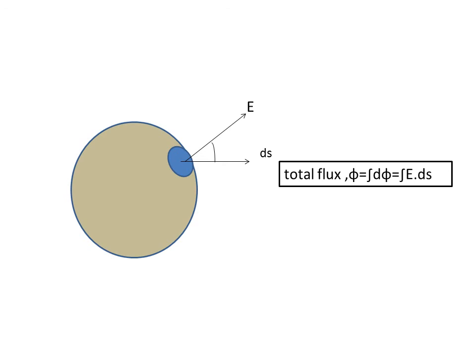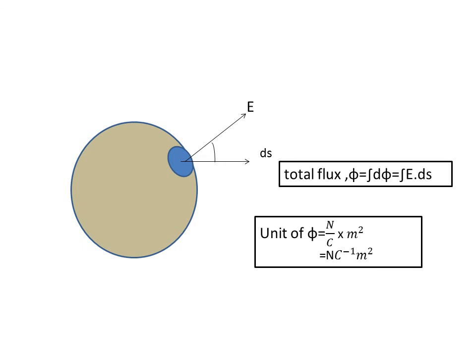Similarly, we can consider the whole surface of the sphere to be made up of small areas, each of value ds. So the total flux is phi. Phi is equal to integral d phi, equal to integral E dot ds. Now let us find the unit of phi. Unit of electric field is Newton per coulomb, and unit of area is meter square. So we can write the unit of flux phi as Newton coulomb raised to minus 1 meter square.